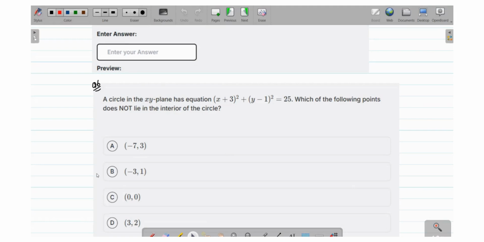Let's try to observe. We have the equation of the circle, which is in the center radius form. In the center radius form, we know that the center is (−3, 1) and the radius is 5, because in the center radius form we always have (x − h)² + (y − k)² = r². So the radius is 5 here and the center is (−3, 1). We need to plot the circle as it is on Desmos and check which of the options does not lie in the interior part of the circle.